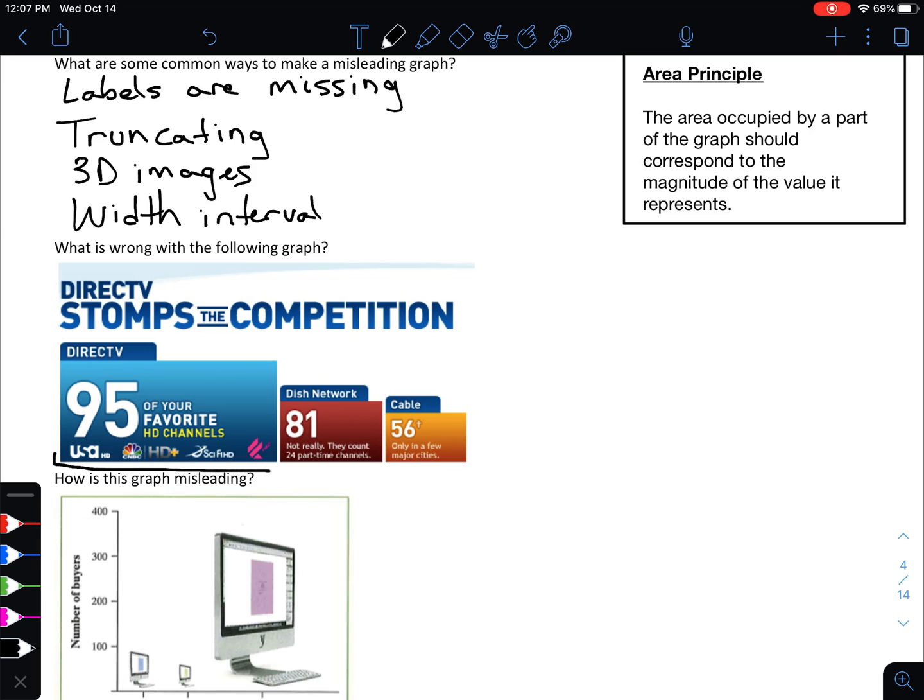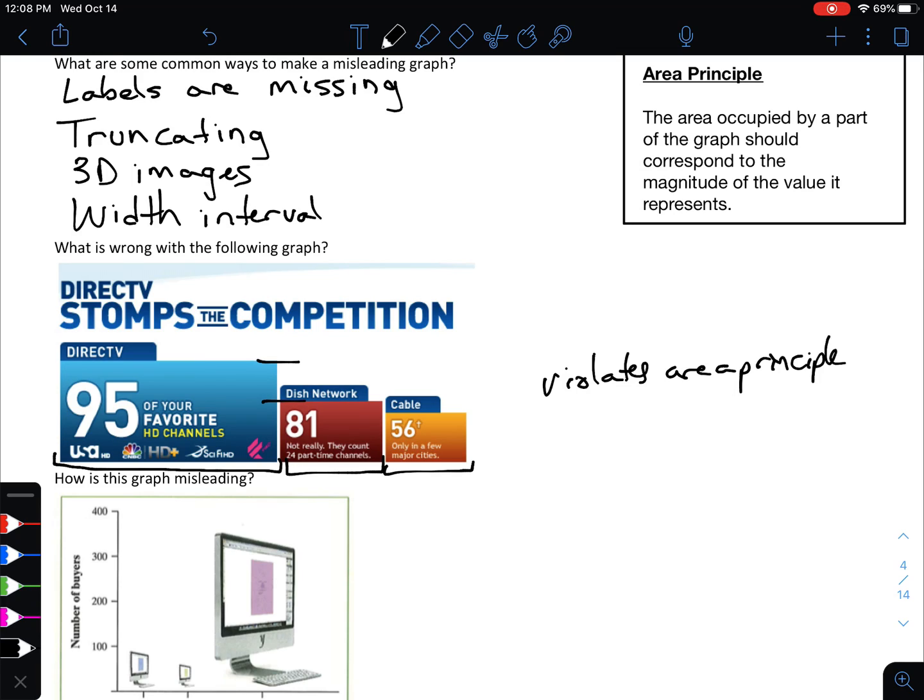So let's talk about what's wrong. Probably the first thing to notice is the widths of the intervals. It definitely violates the area principle. So again, those widths at the bottom really need to be the same if you're going to accurately compare the number of channels for each network.